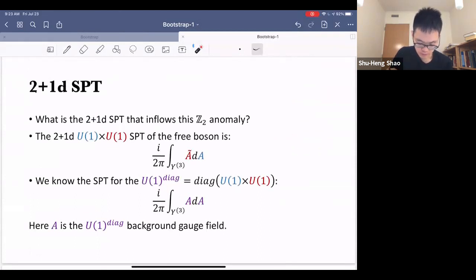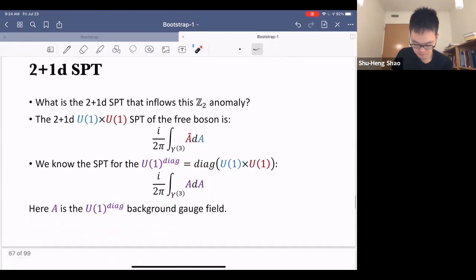In the case of free boson, we know that the SPT is given by this off-diagonal Chern-Simons term. Now, if we only look at the diagonal one, that's easy. We just equate the 2 background gauge fields, replace their color by purple, where the purple A is the diagonal U1 background gauge field. This is just a U1 level 1 Chern-Simons term. Sorry, U1 level 2, I misspoke.